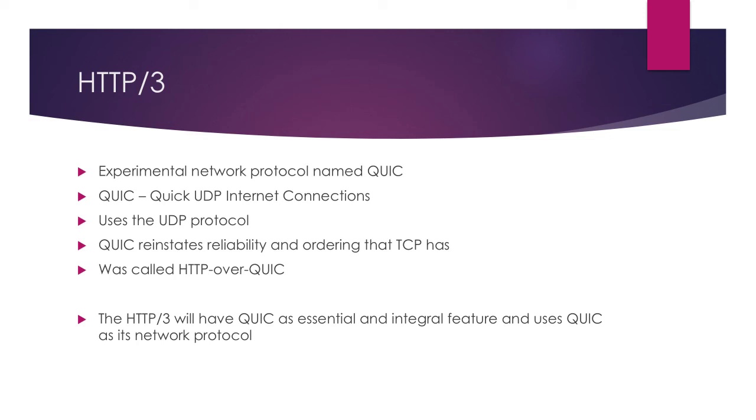So Google started working on an experimental network protocol named QUIC, and QUIC is Quick UDP Internet Connections. The main disadvantages of TCP, as discussed, are round trips and latency. So it uses the UDP protocol, where it removes the disadvantages of TCP and reinstates the reliability and ordering that TCP has. And they started calling it HTTP over QUIC. QUIC reinstates the reliability and ordering that TCP has without introducing the same number of round trips and latency.